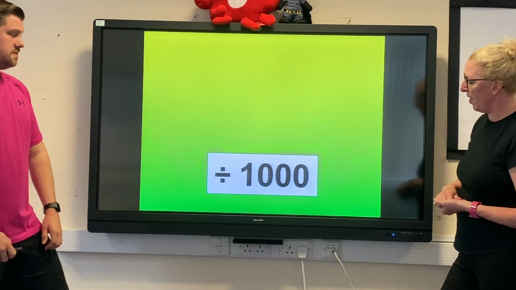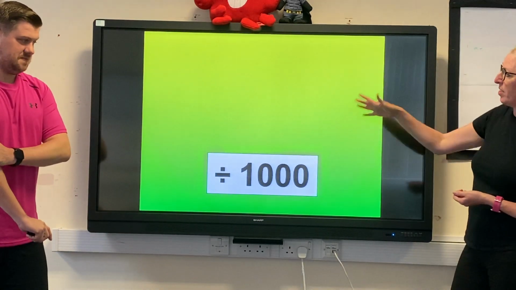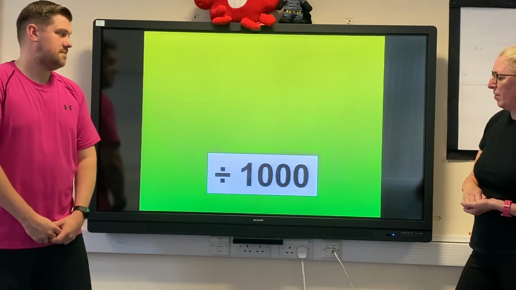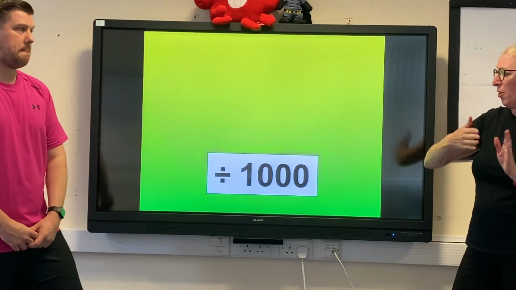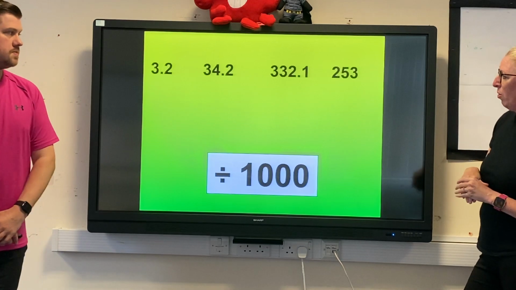And then we're dividing by 1,000, so we've got 3 zeros here, so we're moving the digits 3 spaces to the right. It's just about keeping that place value. So have a go at these ones, pause your video.